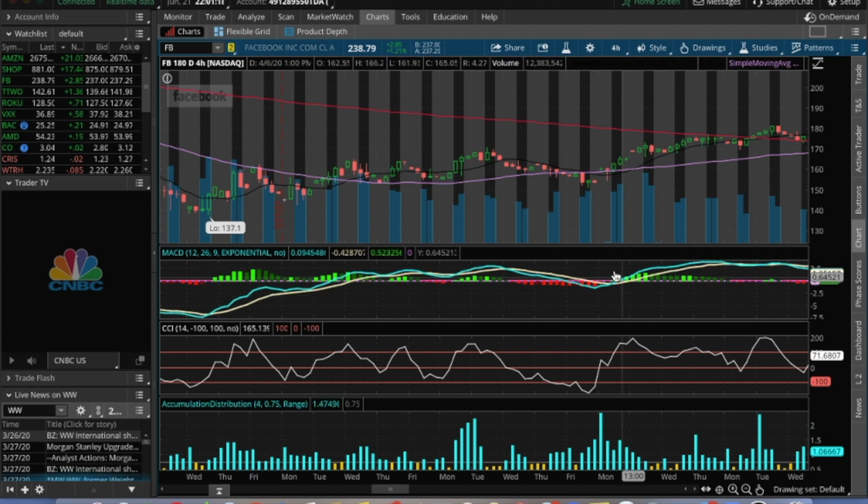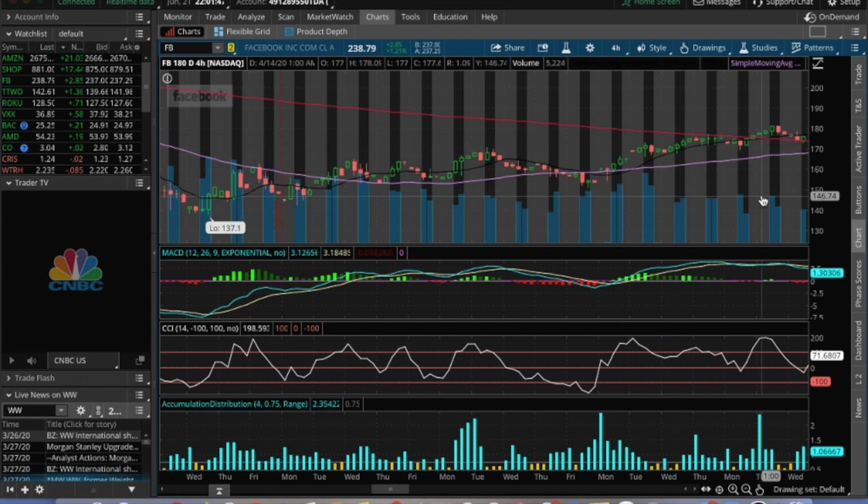Now, in the event that it crossed the midpoint, which is the zero line here, that confirmed the uptrend to the upside. This was a nice move here. We had it at 150 and all the way to 180, which is a $30 move within a week of trading. Within five days of trading, guys, we had a $30 movement in Facebook from 150 to 180.